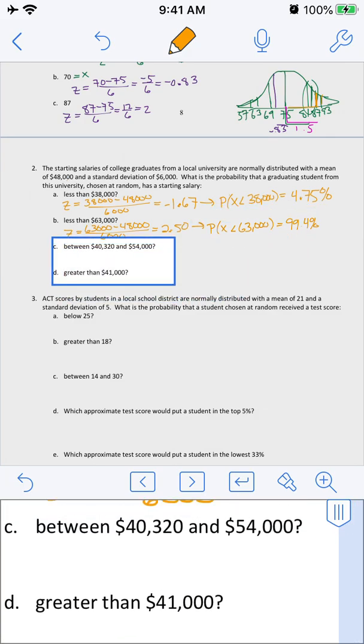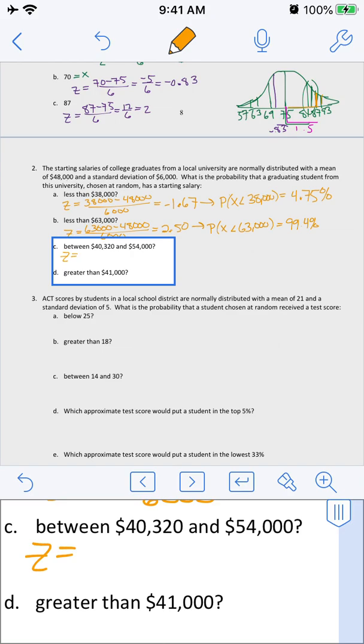Between 4,320 and 54,000. What could that be? Okay, well, we can make a z-score for both. Let's see exactly what we're looking at here. We kind of had a between last time when we found the in-between stuff, right?